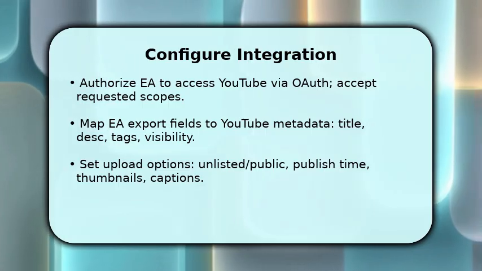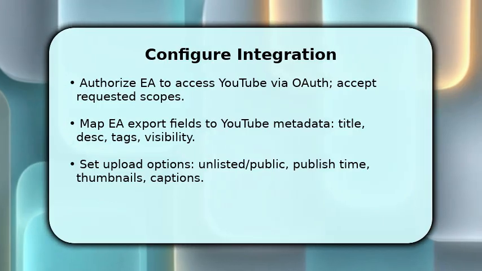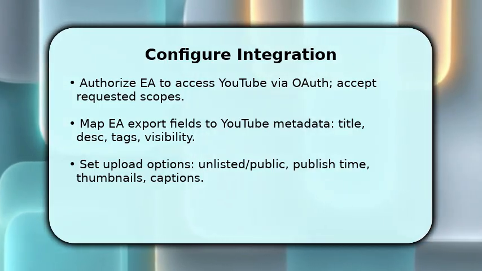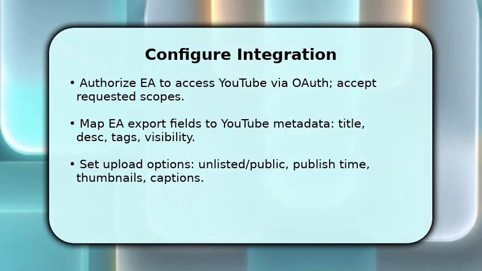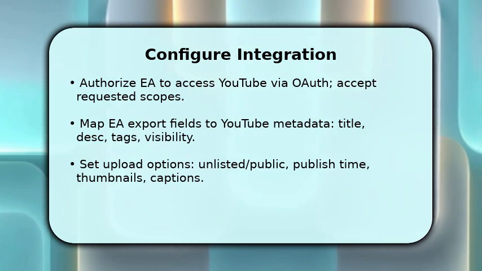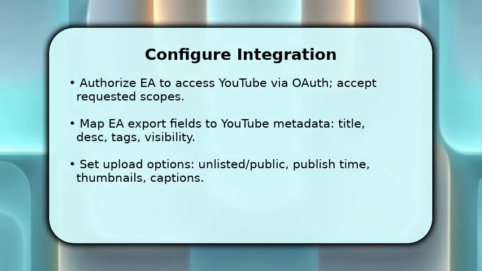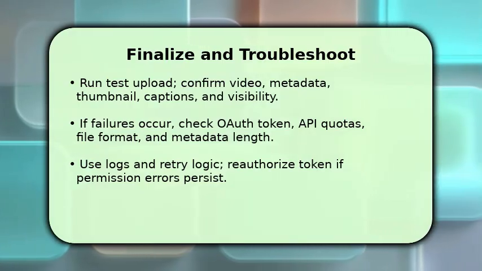Configure upload options, choose unlisted or public, schedule a publish time, attach a thumbnail, and include captions if available, because these choices affect discoverability. Make sure you save this configuration and run a small test. Finish by performing a full test upload and confirming the video appears with correct metadata, thumbnail, captions, and visibility.